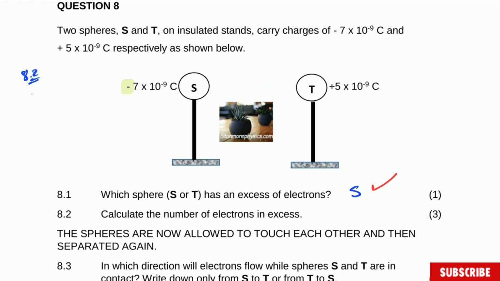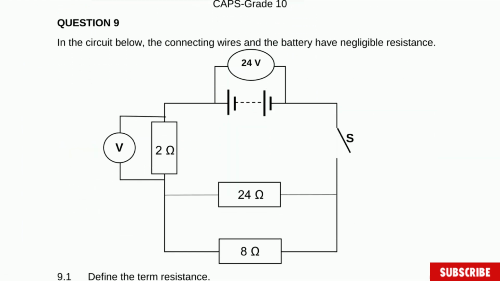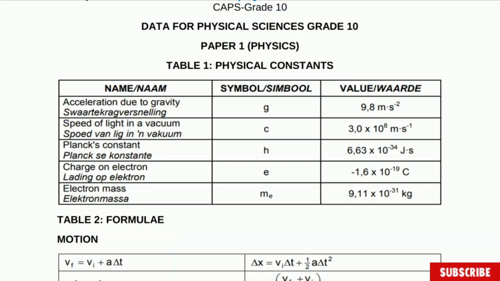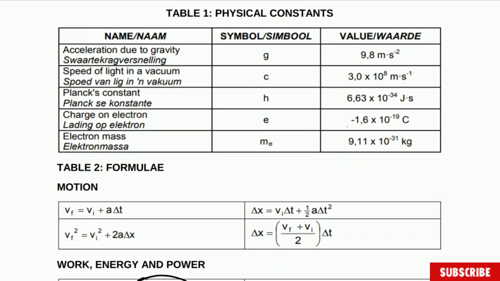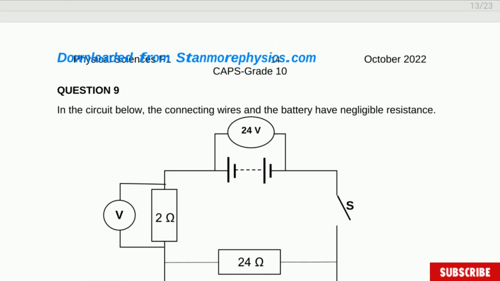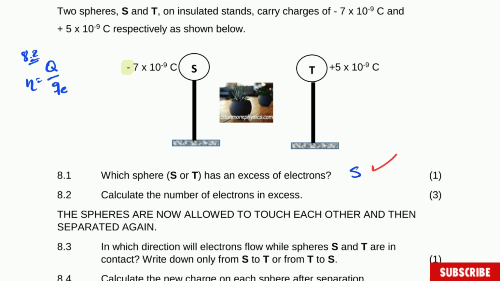Alright, so what formula are we going to use? Number of electrons is equal to charge divided by the charge of one electron. The charge of one electron is also given to us. It is in the table. Let me show you. Let's go all the way down to the table. It's just here. There is the charge of an electron. Don't memorize this number. They're given to you. Okay, so we are going to come back here and we are going to substitute.